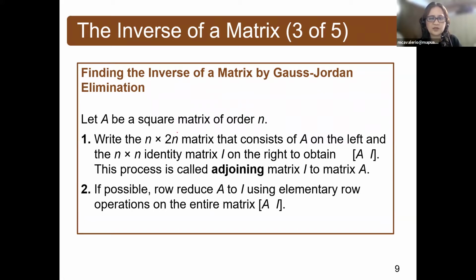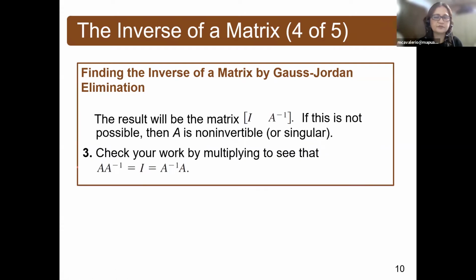So let A be a square matrix of order n. Write the n by 2n matrix that consists of A on the left and the n by n identity matrix I on the right to obtain this matrix, A adjoined with I. We call the process adjoining matrix I to matrix A. If possible, row reduce A to I using elementary row operations on the entire matrix, A adjoined with I.